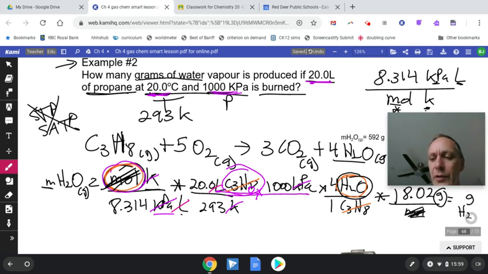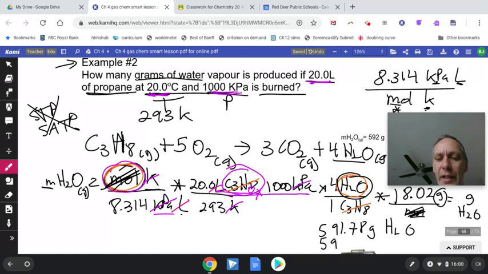Grams of H2O. Multiply everything on the top by everything on the bottom, and you should get 591.78 grams of H2O. Sig digs, we got 4, 3, 3, 4, and 4. So our final answer is 3.592 grams of H2O. Got it?